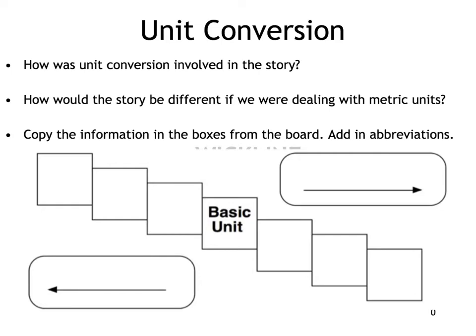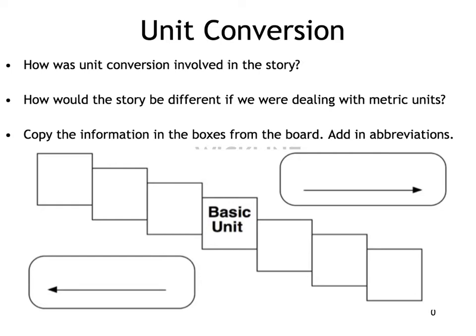The units were kind of crazy, though. For instance, there are 8 fluid ounces in 1 cup, and that's sort of random. It's hard to remember, at the very least. If we were dealing with metric units, then the story would have been much easier to understand, because metric units are based on the number 10. So whenever you go from one unit to the other, you're just multiplying and dividing the unit that you have by 10.